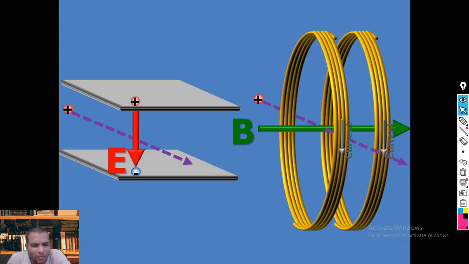Suppose for a moment we take the electric field and magnetic field separately. Here is a parallel plate capacitor like that. The red arrow shows the electric field direction and the positive charge velocity direction is shown in purple. When it comes to the magnetic field, the green arrow shows that the magnetic field is perpendicular to the electric field right here, and the charge motion is the same.